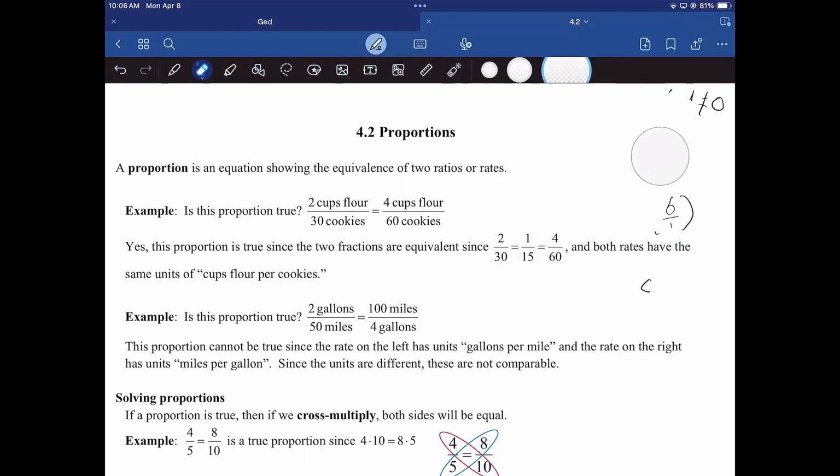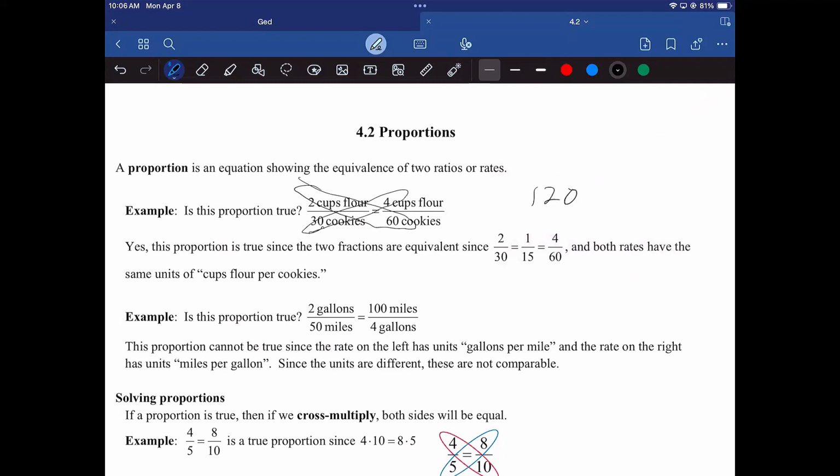So if you struggle with that, don't worry about it. We will get you there. It just takes time. So with this, we'll have the question, is this proportion true? Well, what we can do is multiply this and multiply that. And so we have 30 times 4 is 120, which is equal to 2 times 60, which is 120.